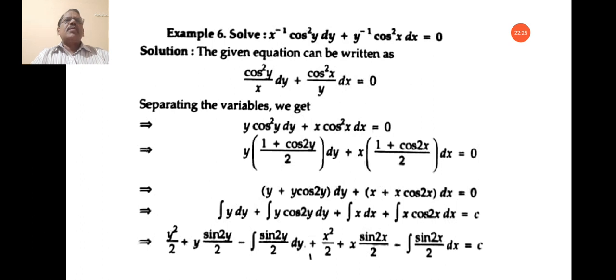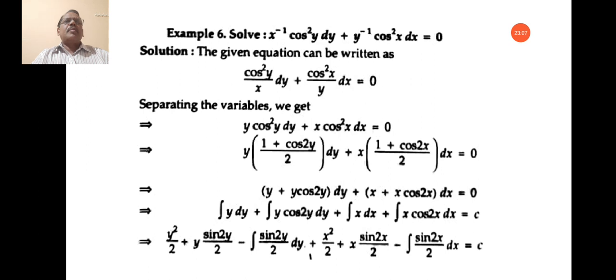Next example, solve x to the power of minus 1 cos square y dy plus y to the power of minus 1 cos square x dx is equal to 0. The given equation can be written as, since x to the power of minus 1 is 1 by x, cos square y by x dy plus cos square x by y dx equal to 0. Separating the variables, y into cos square y dy plus x into cos square x dx equal to 0. So here the variables are separated.